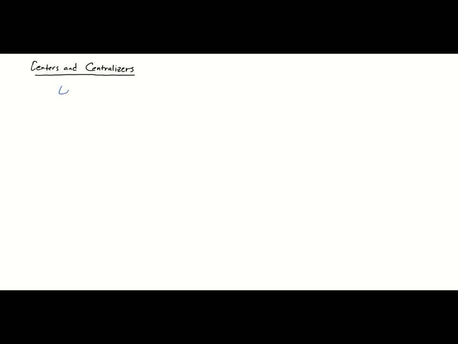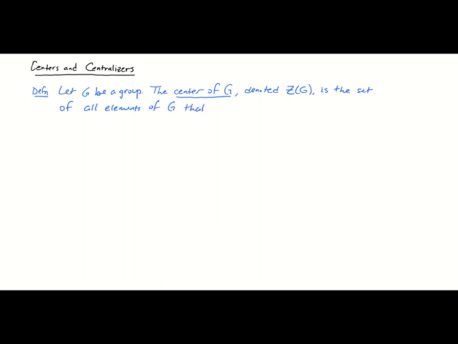So again, let's let G be a group. And we'll go ahead and make this a definition here. Definition: let G be a group. The center of G, usually denoted Z of G, is the set of all elements of G that commute with every element of G.